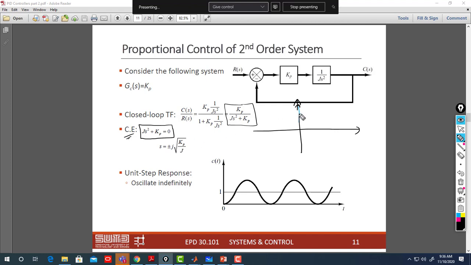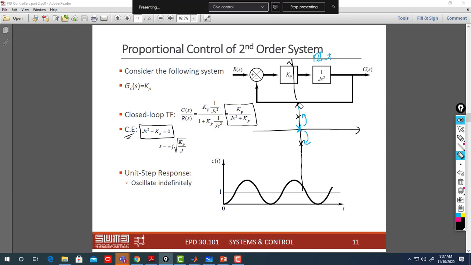They shift apart on the imaginary axis. Very nice. So my plant was unstable with two poles here. Then after adding the proportional controller with gain K, they move up but still on the imaginary axis. Now what's the effect of increasing Kp? What will happen to my poles if I increase Kp? Imagine this is my imaginary axis. They will go further apart.